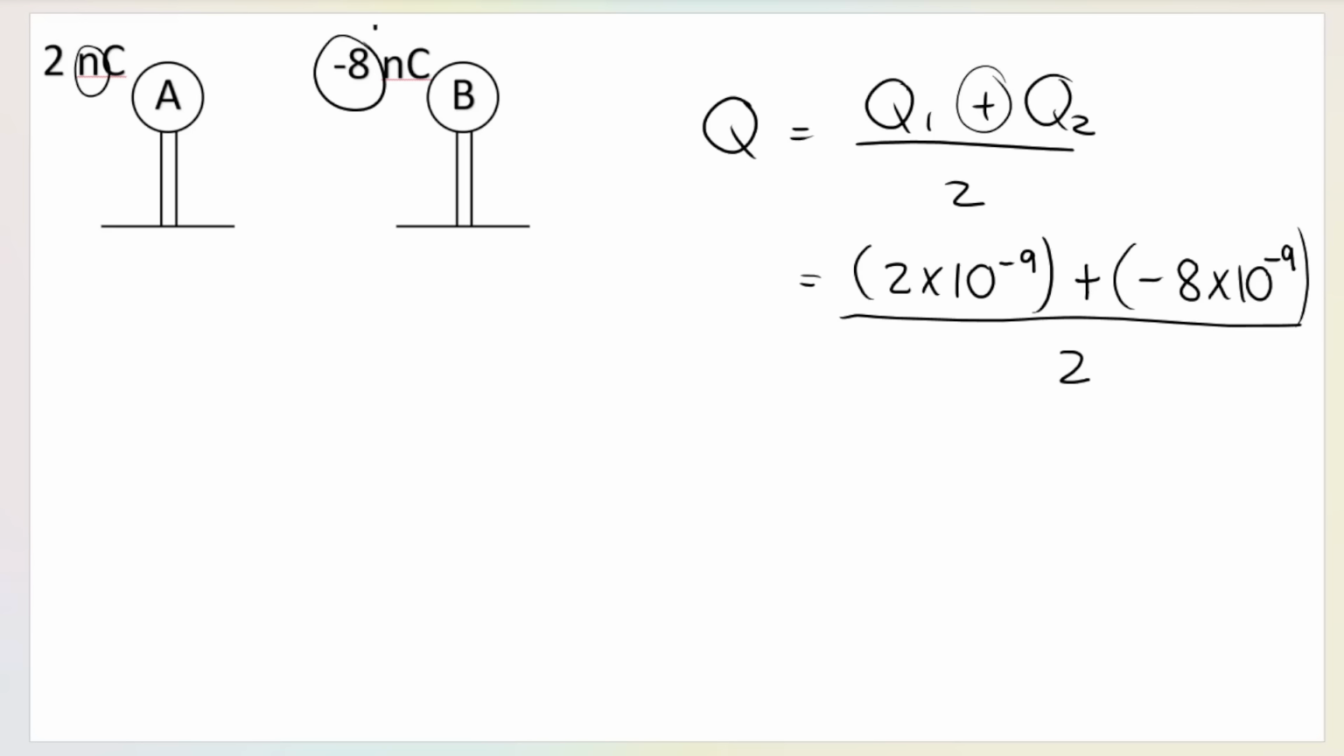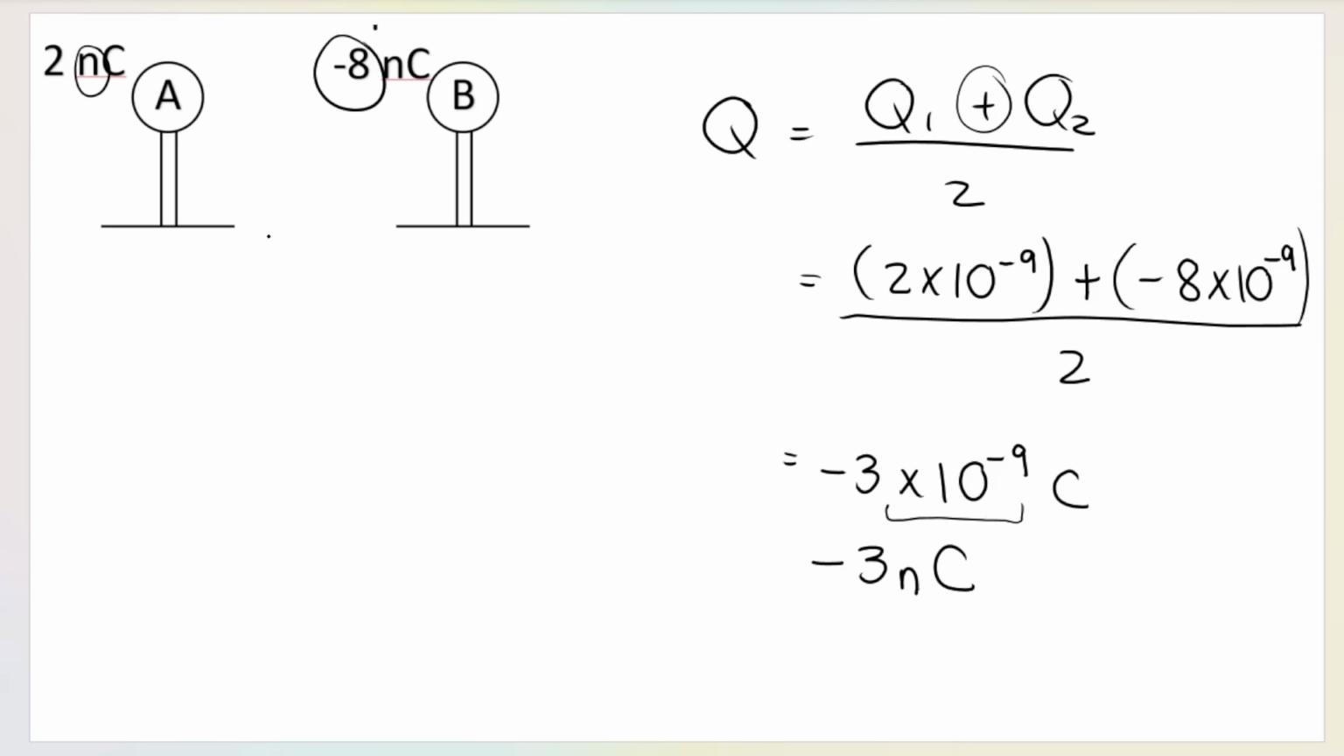Then remember the big teacher tip, use your brackets. And I get negative 3 times 10 to the power of negative 9 coulombs. Another way that you could technically write this is negative 3 nanocoulombs, because remember, nanocoulombs just means times 10 to the power of negative 9.